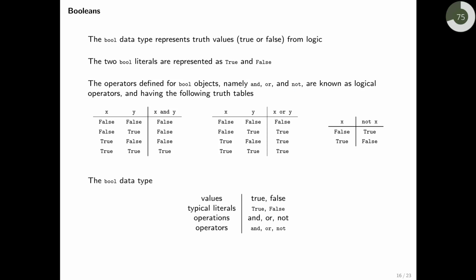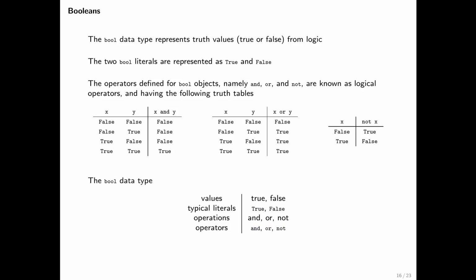And finally, here is a summary of the Boolean data type. The values are simply true and false, denoted by these literals. True with a capital T for true, false with a capital F for false. These are the operations that are allowed, AND, OR and NOT, and these are how they are represented in code. All right. So that's logical AND, logical OR, and logical NOT.